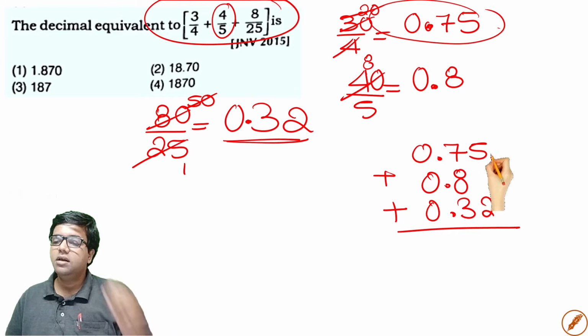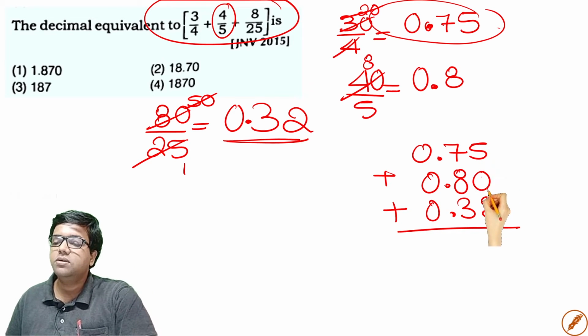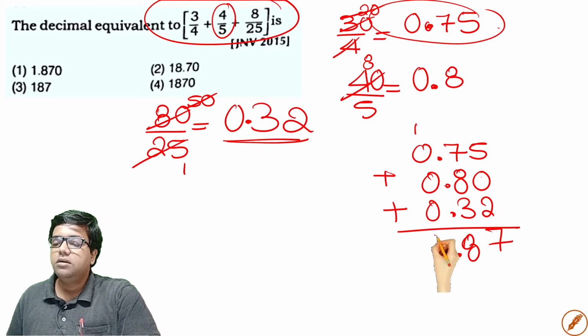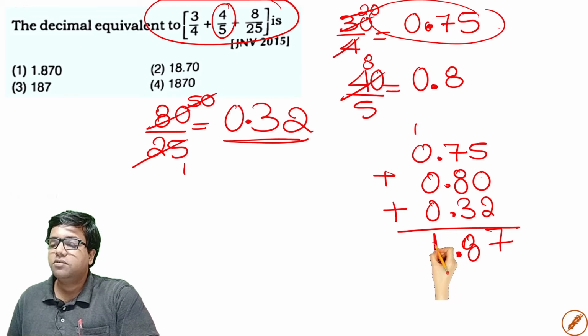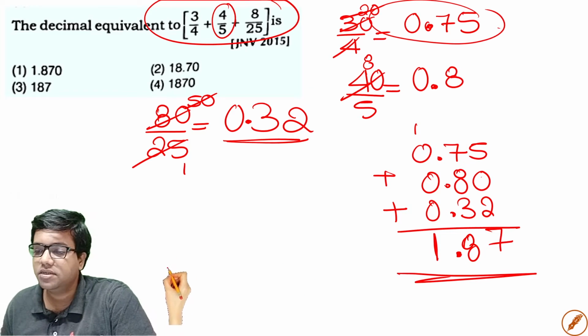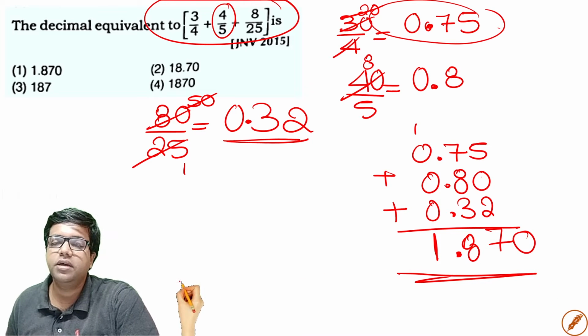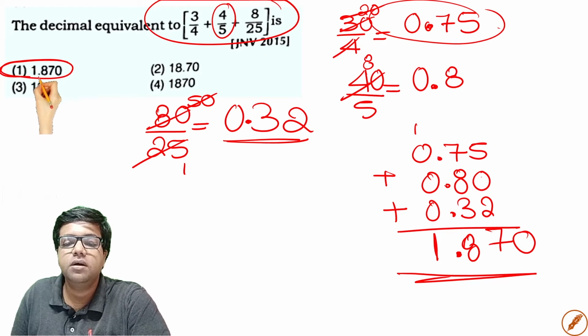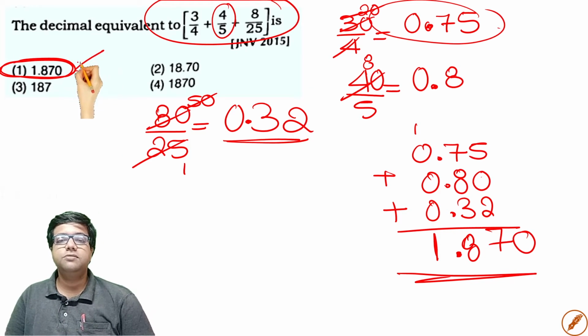Let's do the sum. Nothing is there, so I will keep a 0. 5 plus 2 is 7. 7 plus 3 is 10. 10 plus 8 is 18. Point, carry over 1. The 1 will trickle down because all the rest of them are zeros. And 1.87. You can even keep another 0 here; that won't be a problem. So therefore, option 1 is the right answer for this question.